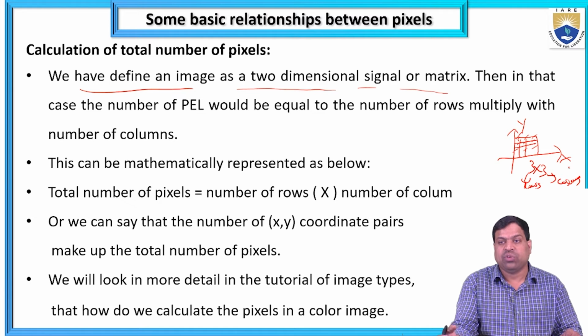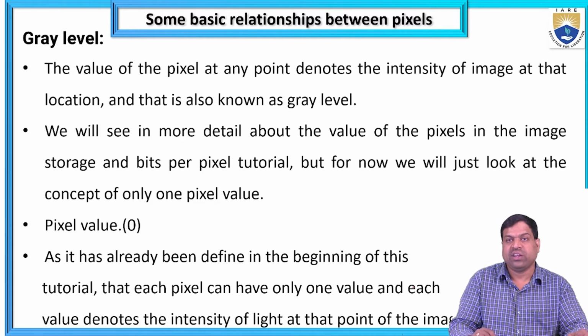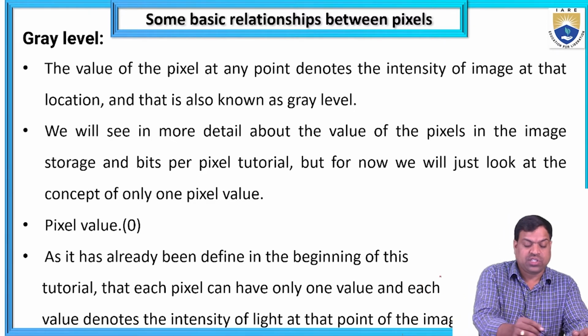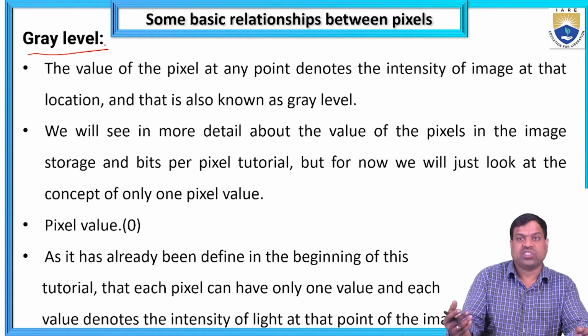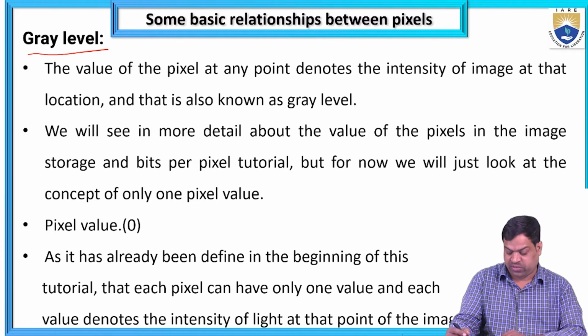And now we can look at more types of images. First I am going for the gray level. The value of the pixel at any point denotes the intensity of the image at that location, and that is also known as a gray level. So I am discussing the gray level and its relation to the pixel.